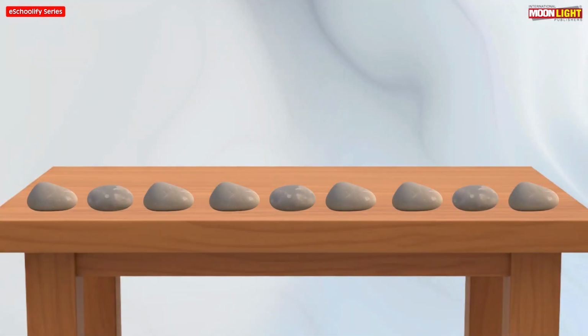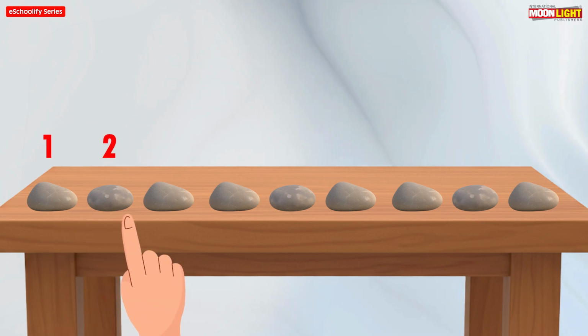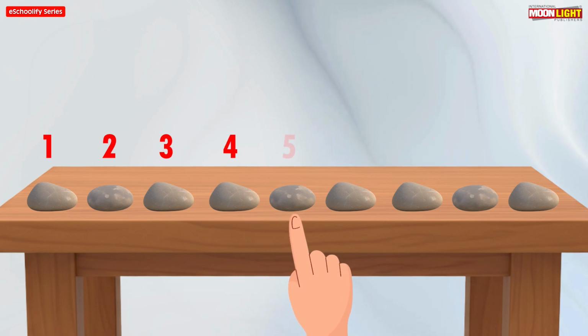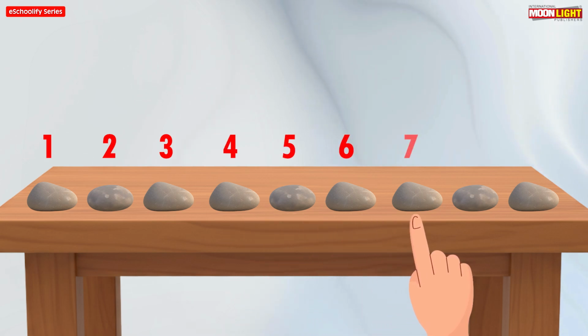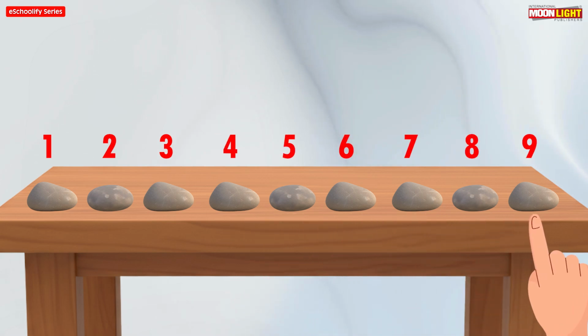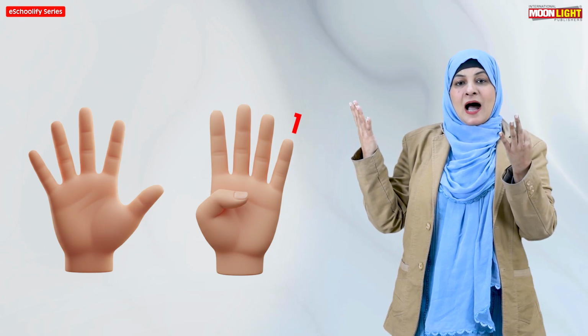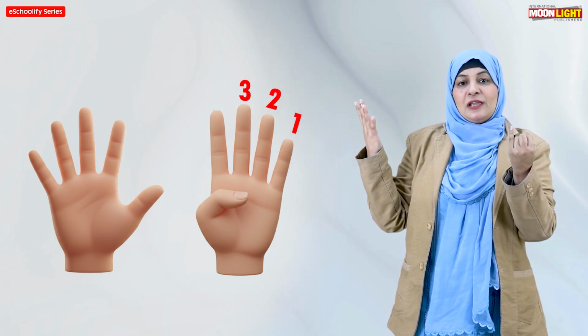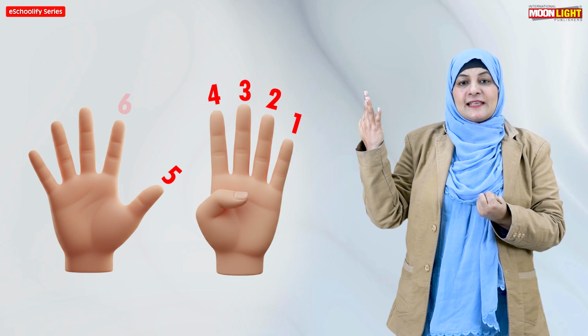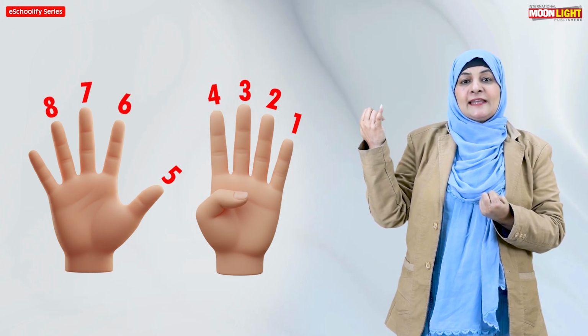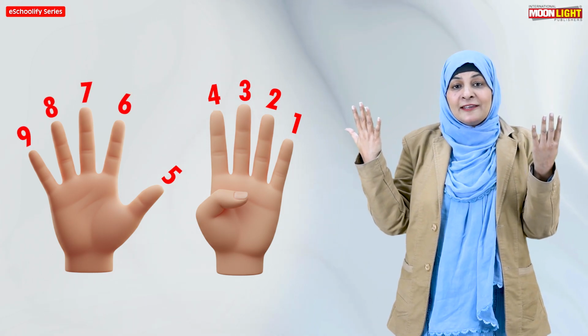Okay, now we will count how many stones are there on the table. 1, 2, 3, 4, 5, 6, 7, 8, 9. 9 stones. Now, let's count the fingers. 1, 2, 3, 4, 5, 6, 7, 8, 9. 9 fingers. This is number 9.